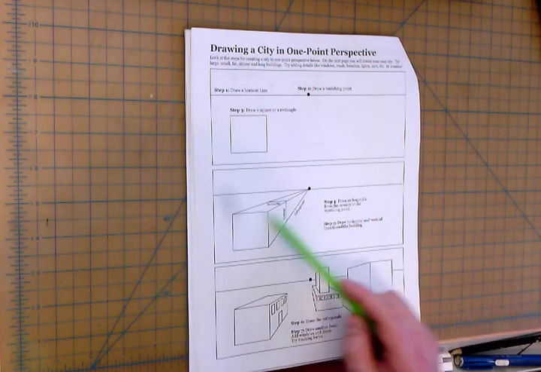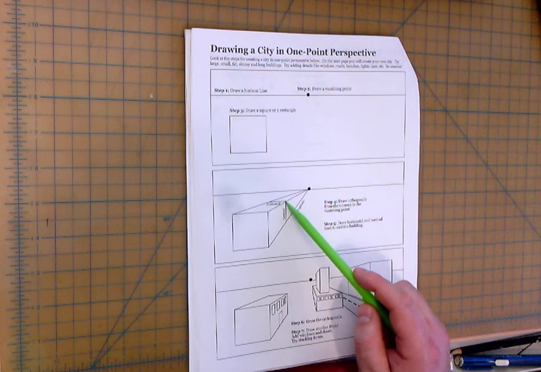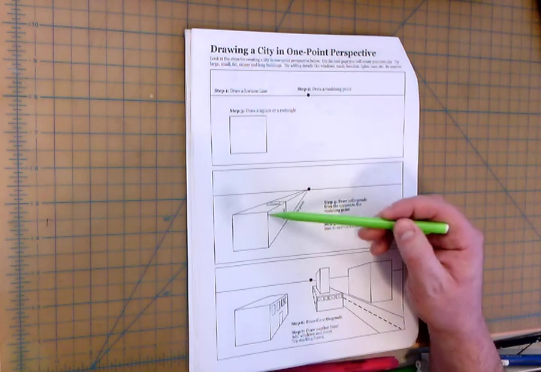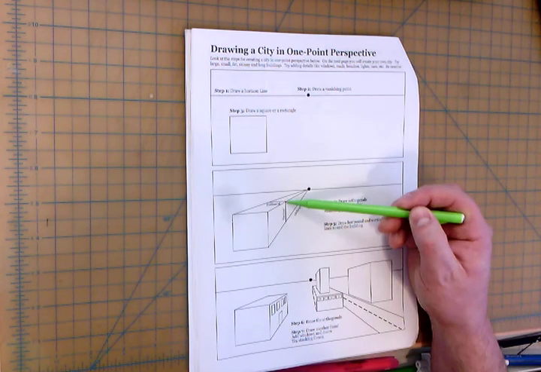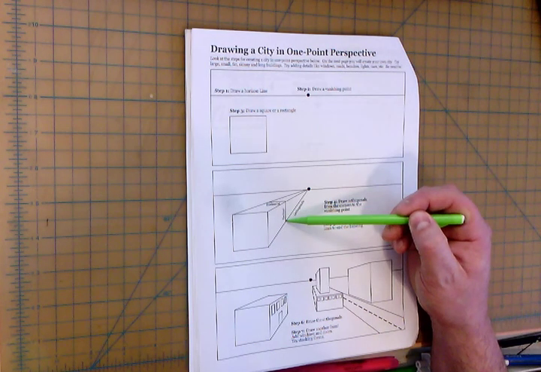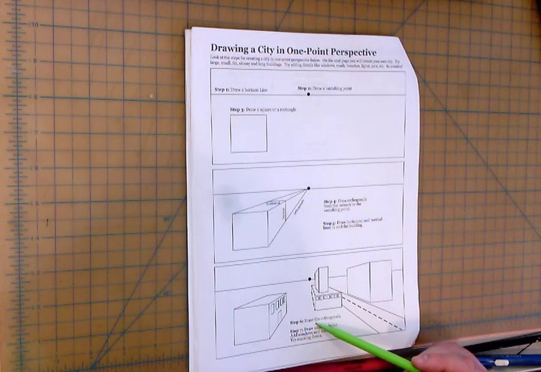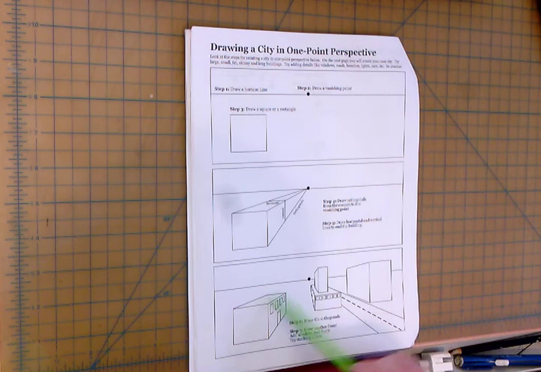So we have horizontal lines in the front, which means we have a horizontal line in the back. We have vertical lines on this other edge, which means we have vertical lines in the back. As usual, after that, we're going to go ahead and erase the lines that we do not need, right?